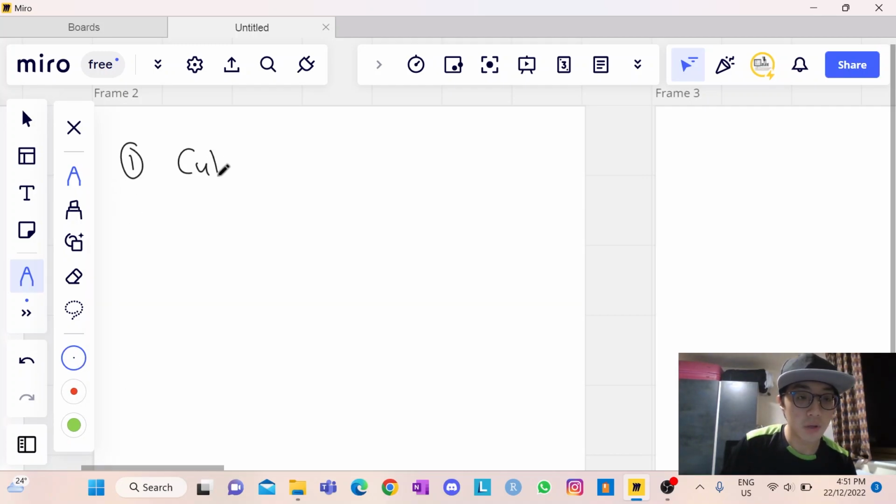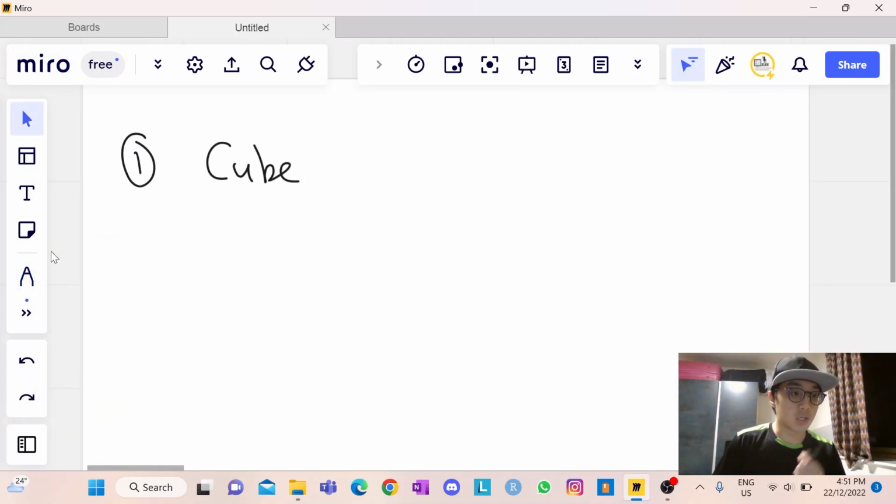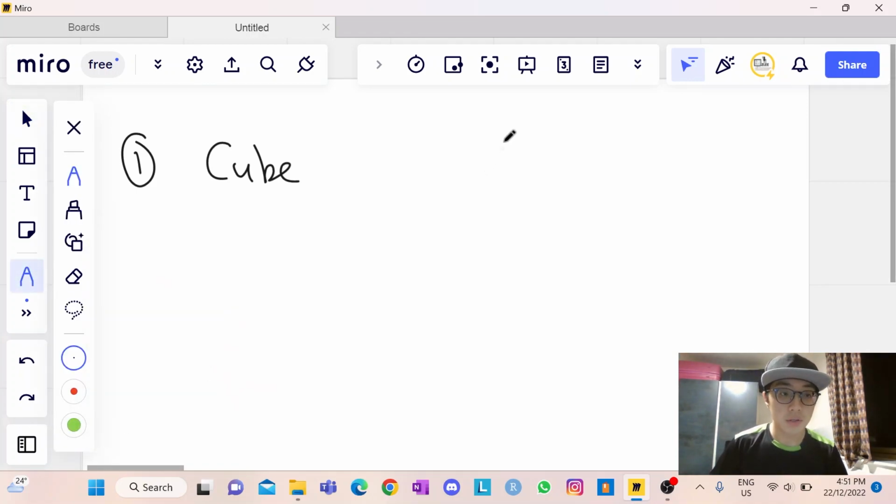It's the cube. So if we are to draw a cube right now, let's draw it with this color right here. Okay, so if I'm gonna draw a cube, so this is the cube.